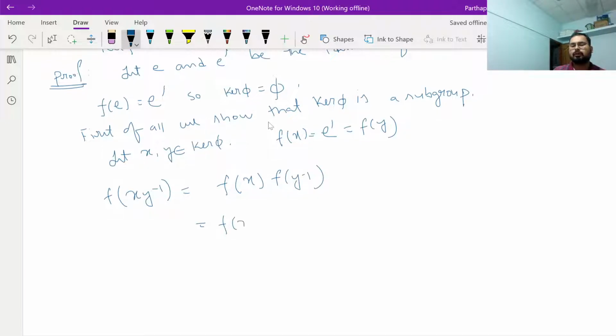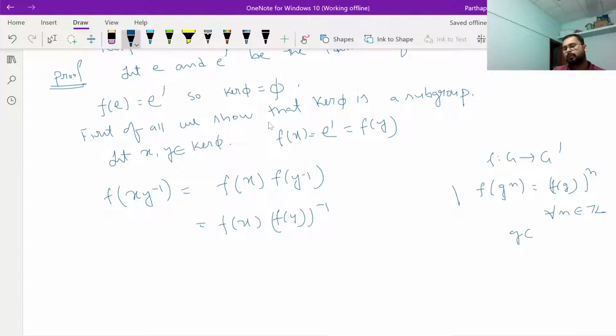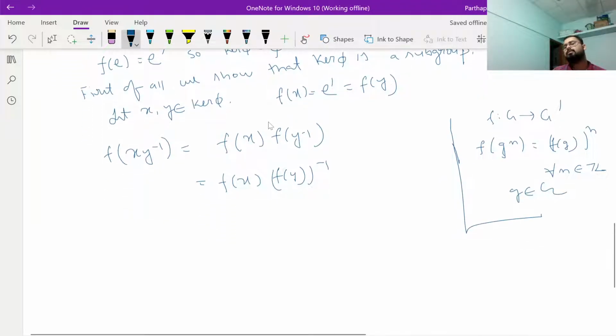So this is equal to f of x into f of y whole inverse. This is another property of homomorphism. This says that if f is a homomorphism from G to G dash, then for any g in G, f of g to the power n is equal to f of g whole to the power n, and this is true for all n belonging to the integers and g from G. So this is a property of homomorphism. We'll prove this property in the next video.